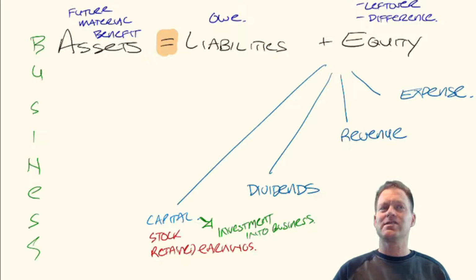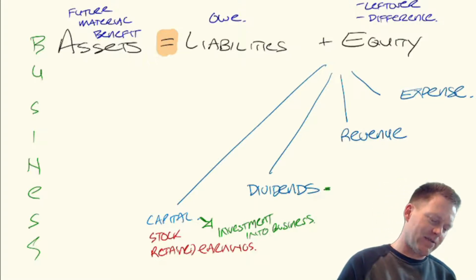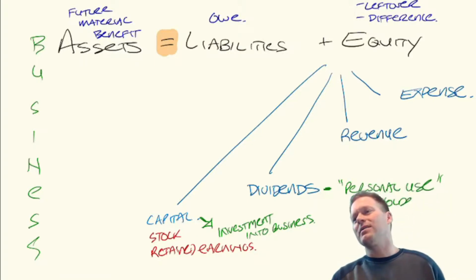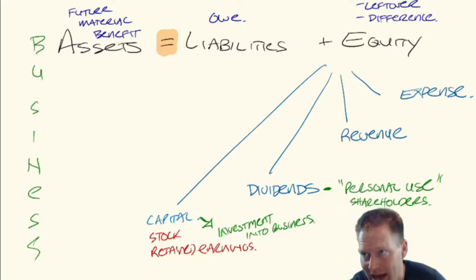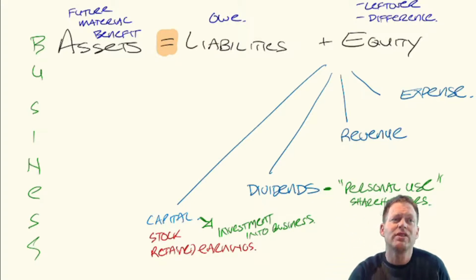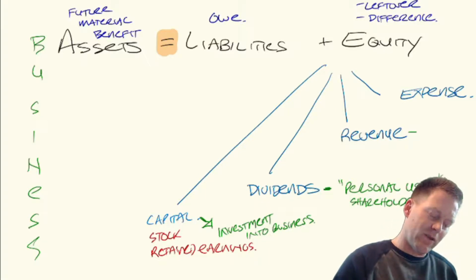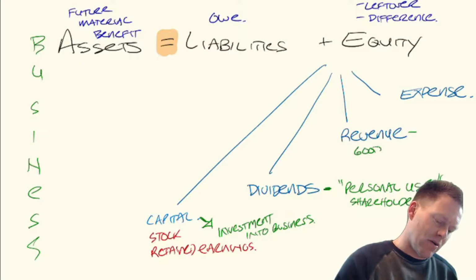Now let me just finish this off. I'll give you the definitions that I use for all of this. Dividends, the key words are going to be personal use. What I mean by personal use is use by the shareholders. Dividends, personal use. Revenue, let's go ahead and finish this off. Revenue is good or service provided.